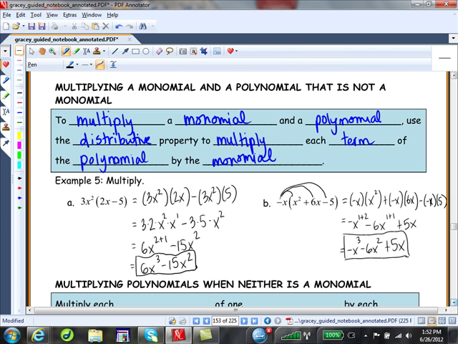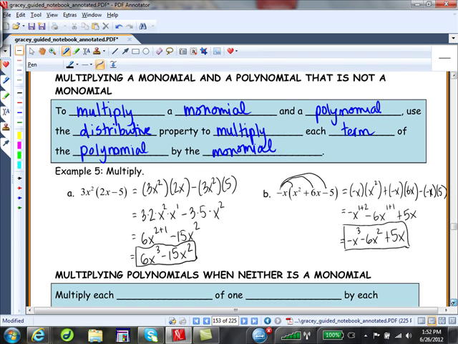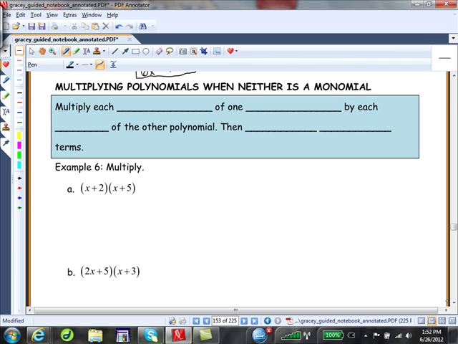All right, so next up is multiplying polynomials when neither is a monomial. Right? So here we go. Multiply each term of one polynomial by each term of the other polynomial. Then you gotta combine like terms.